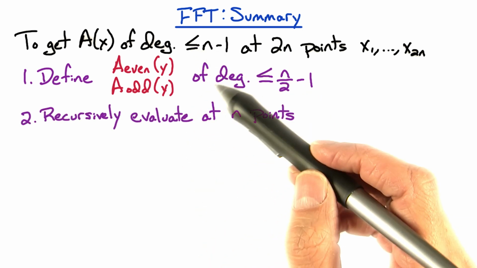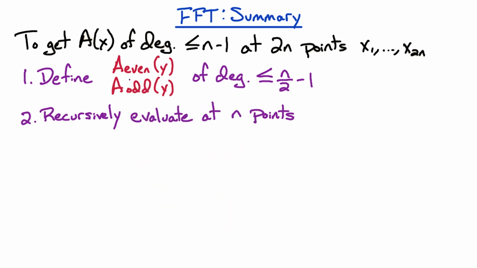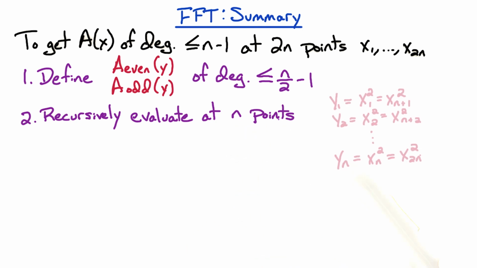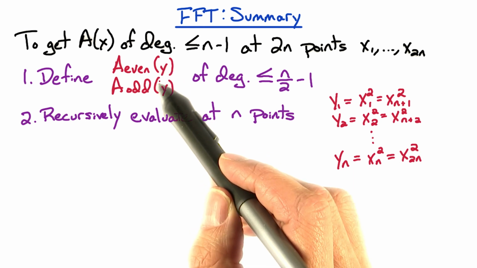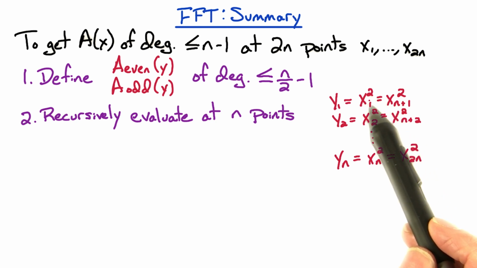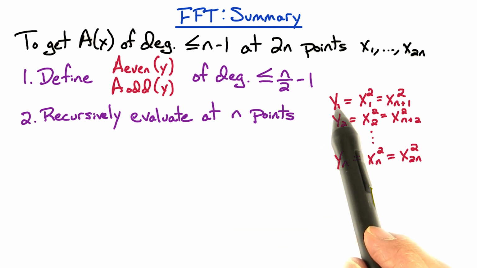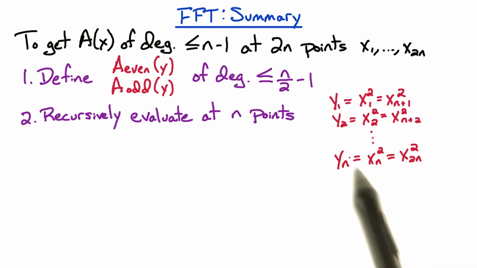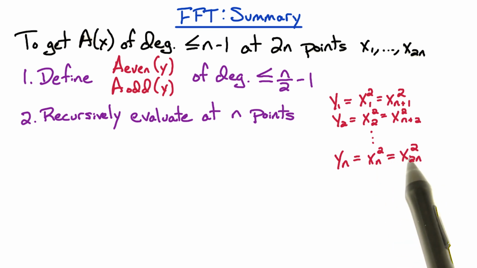Next, we recursively run the FFT algorithm on this pair of polynomials, and we'll evaluate these pair of polynomials at n endpoints. What are the endpoints? The endpoints that we evaluate this pair of polynomials at are these points y1 through yn, which are the squares of these 2n endpoints. Since the original 2n endpoints satisfy the plus-minus property, then x1 is the opposite of xn plus 1, so the squares are the same. That's our first point, y1. x2 is the opposite of xn plus 2, so their squares are the same, and that's y2. And so on up to yn, which is xn squared and x2n squared.